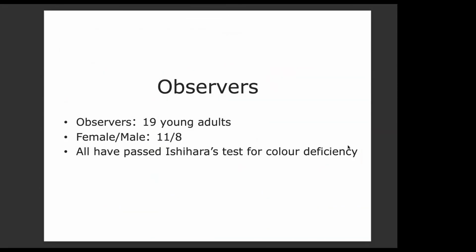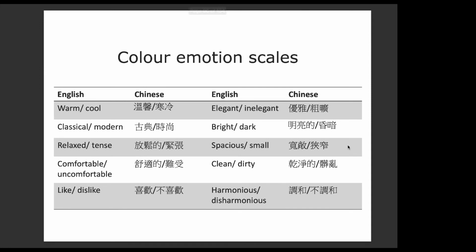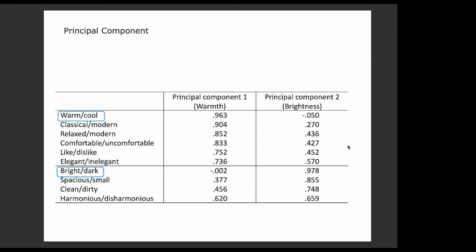We have 19 young adults as the observers, and female observers are a little bit more. Next slide, please. We used these scales in the study, including warm, cool, classical, modern, relaxed, tense, comfortable, uncomfortable, like, dislike, elegant, inelegant, bright, dark, spacious, small, clean, dirty, harmonious against disharmonious. Next slide, please. So first, we use principal component analysis to divide these scales into 2 PCs. Next slide, please.